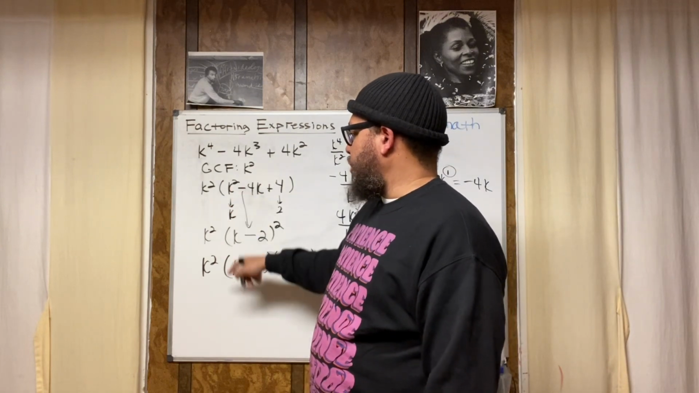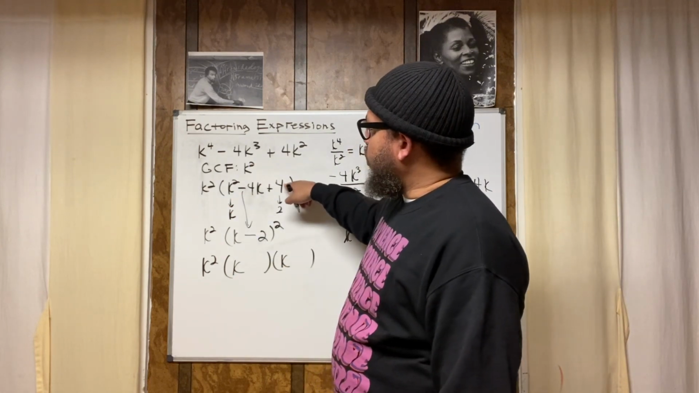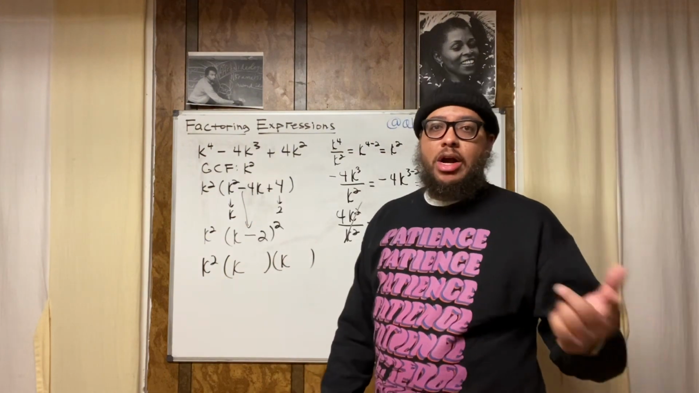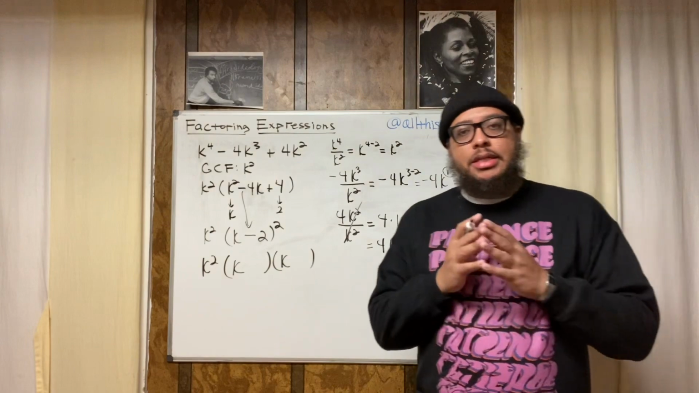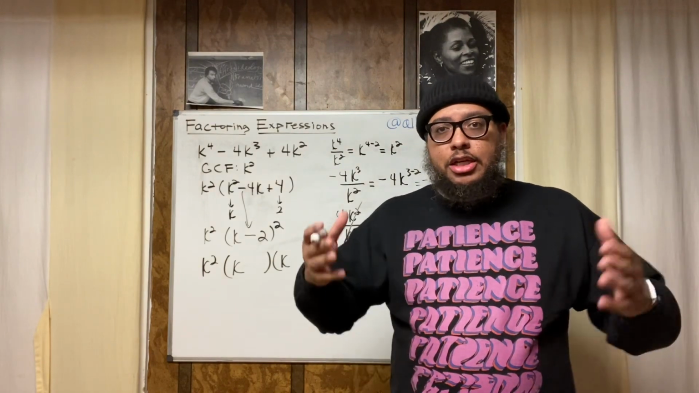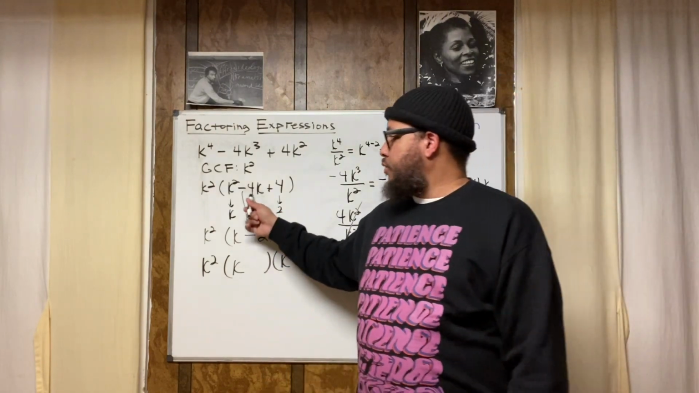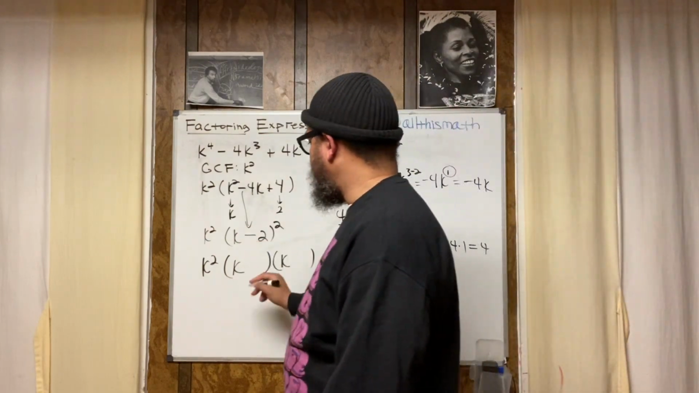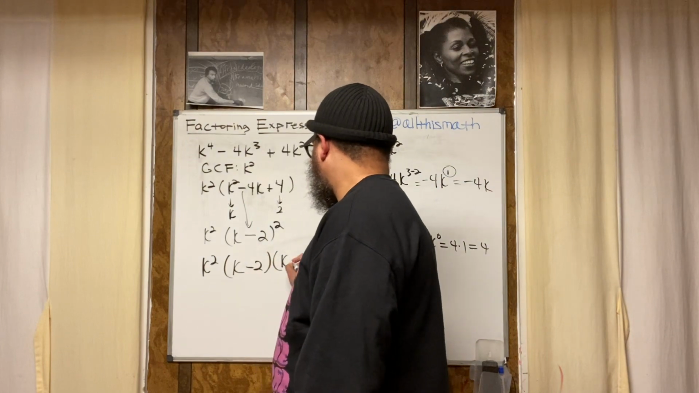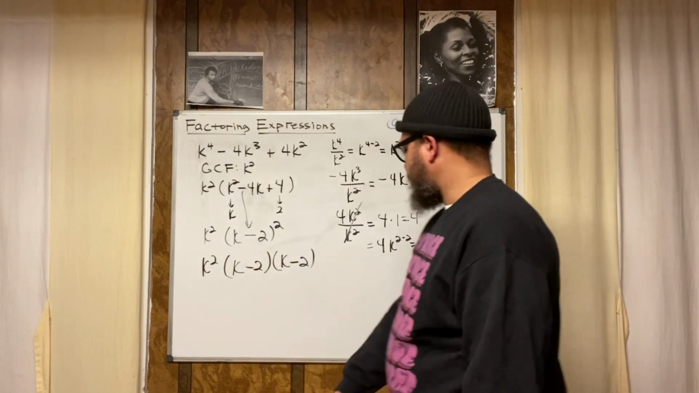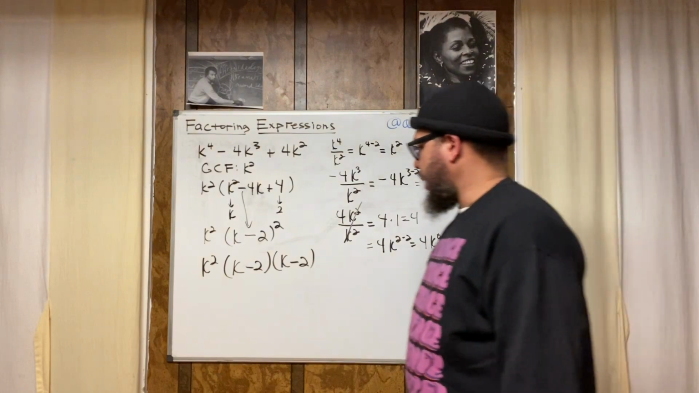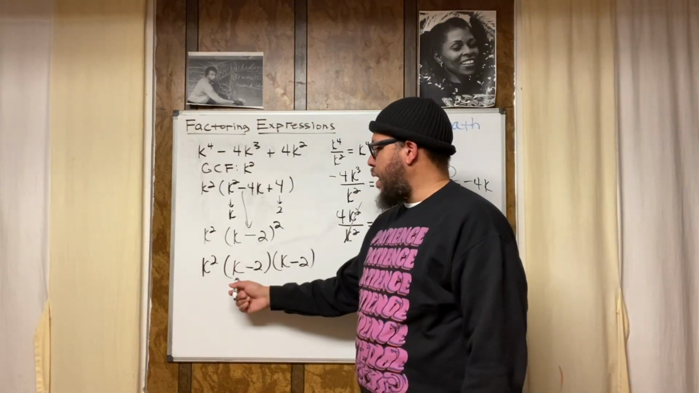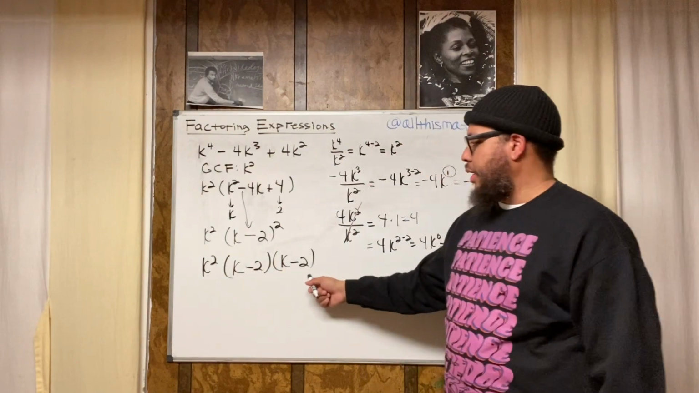So the k squared breaks down into k and k. Now, what are the 2 factors of 4 that also add up to -4? They are -2 and -2, because -2 times -2 is +4, and -2 plus -2 is also -4. So that means you put those in here. You do the -2 right here and the -2 right there. So now we got k squared times the quantity k minus 2 times the quantity k minus 2.